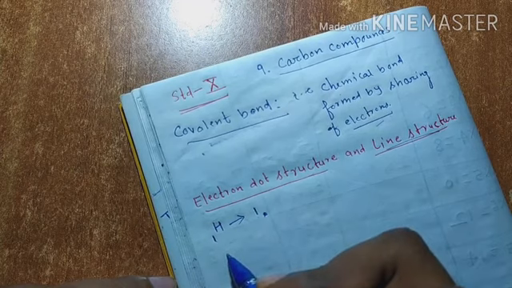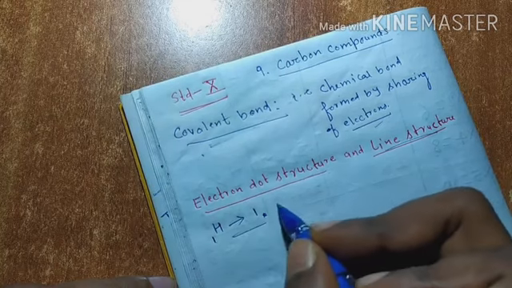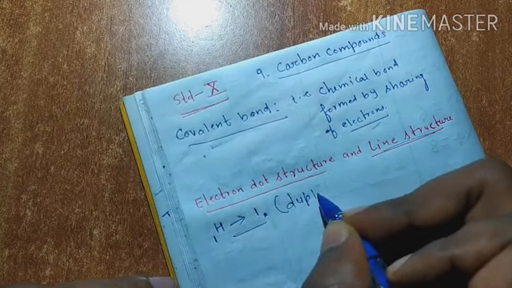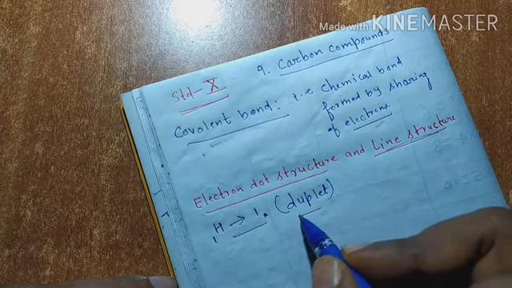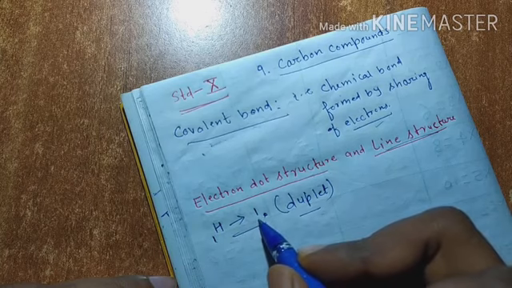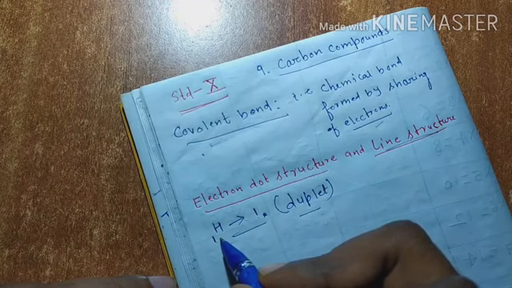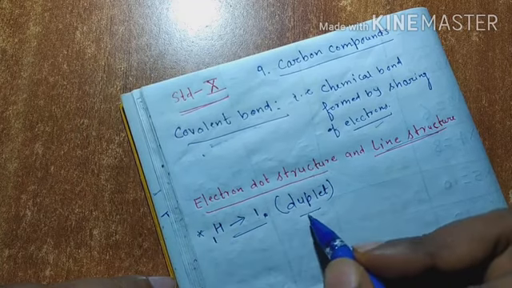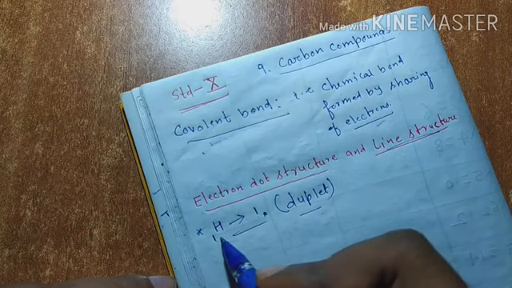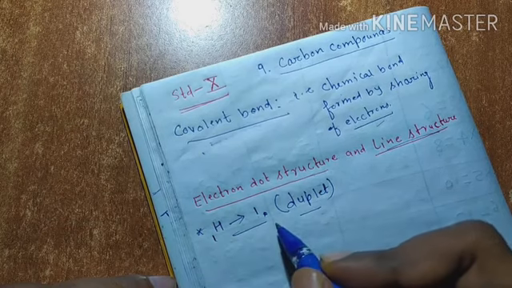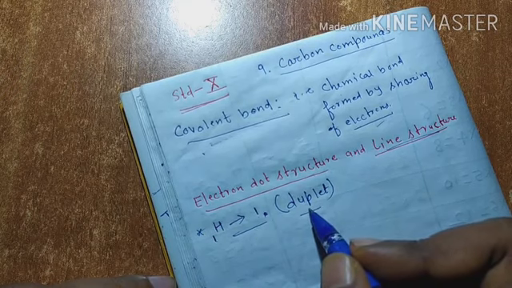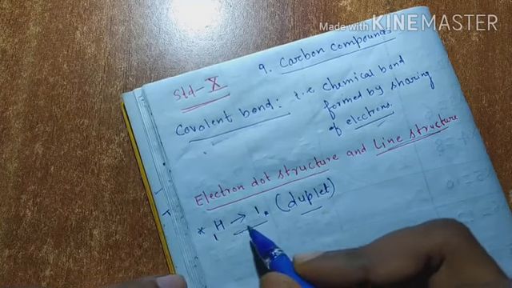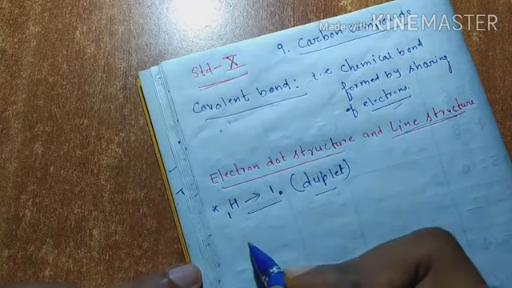Listen, hydrogen forms a duplet. It means if there are 2 electrons in the outermost orbit of hydrogen, then this hydrogen atom will be stable. This is an exception. Other atoms form an octet, but hydrogen forms a duplet to be stable.